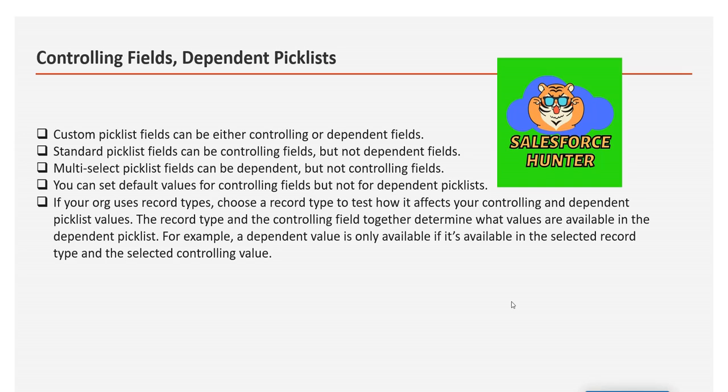If your org uses record types, choose a record type to test how it affects your controlling and dependent pick list. The record type and controlling field together determine what values are available in the dependent field. For example, a dependent value is only available if it's available in the selected record type. Basically, you know that with the record type we control which pick list should be available and what are the values that should be available. So whenever we are creating controlling and dependent fields, make sure that the dependent is also available in that record type. So that's all from this video.